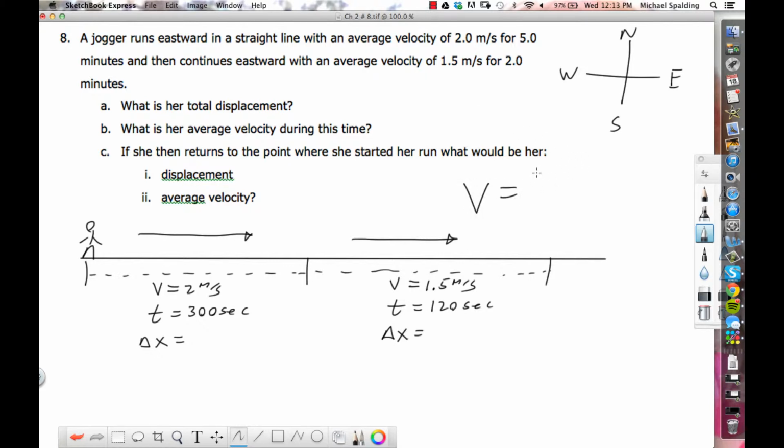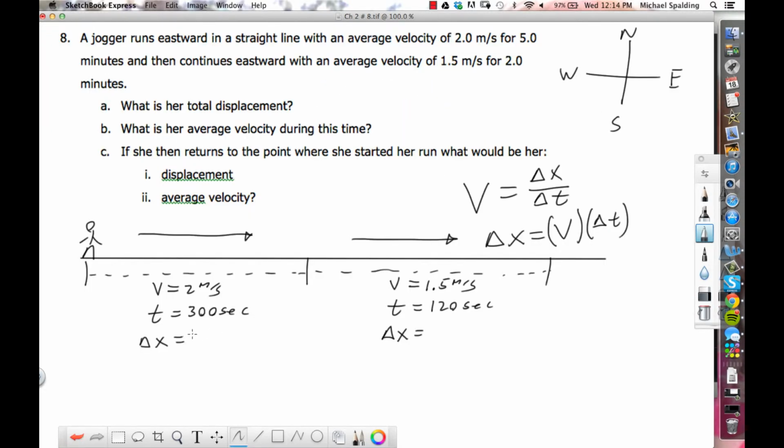Velocity is displacement over time. So what's displacement going to be equal to? Velocity multiplied by time. Just rearrange the equation. So how do we get this delta x? We're going to go v times the time. That's going to give us 2 meters per second for 300 seconds. So what is that?